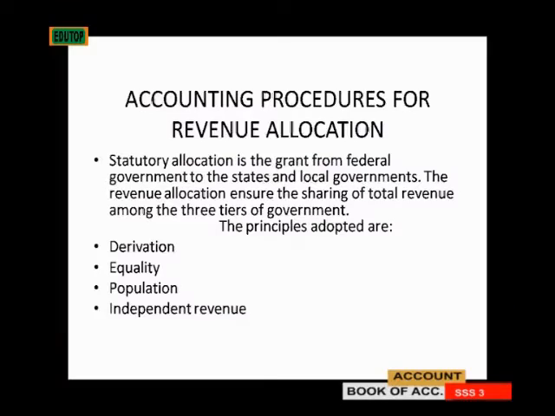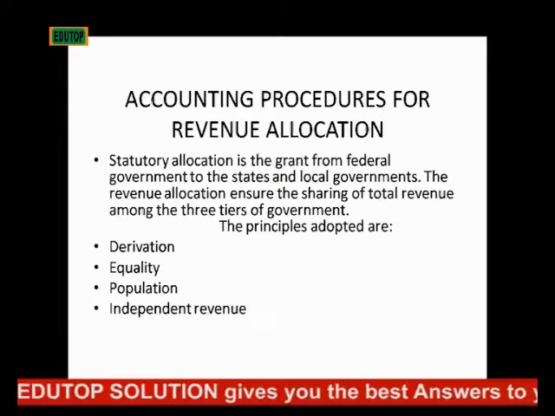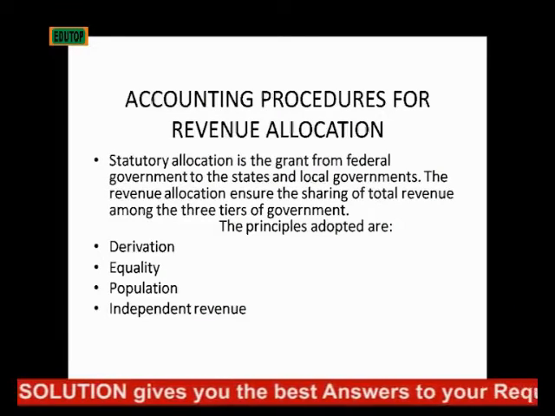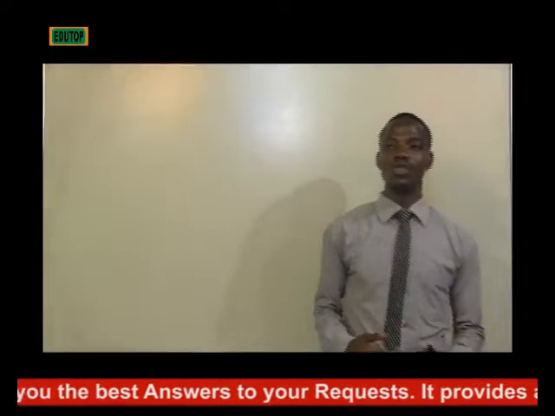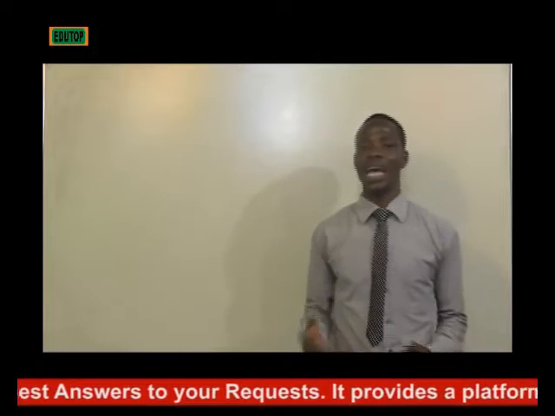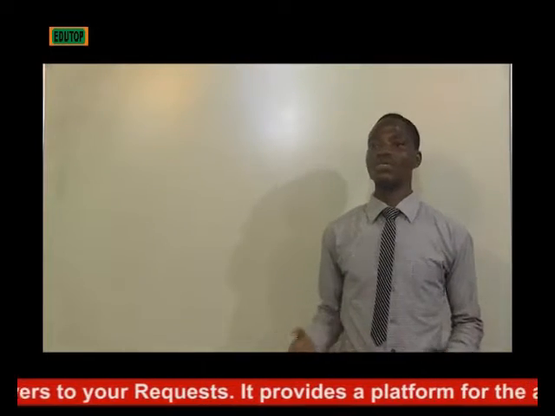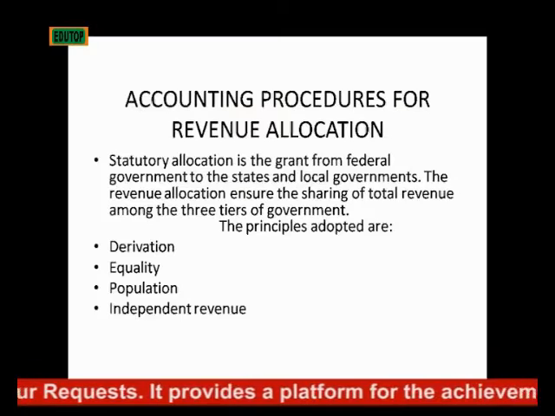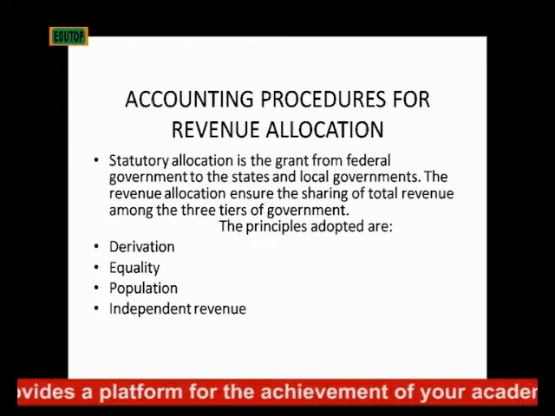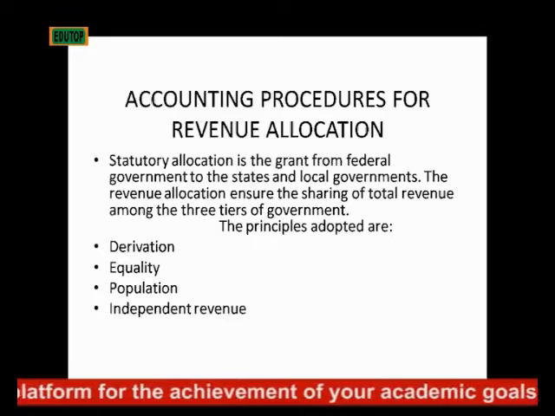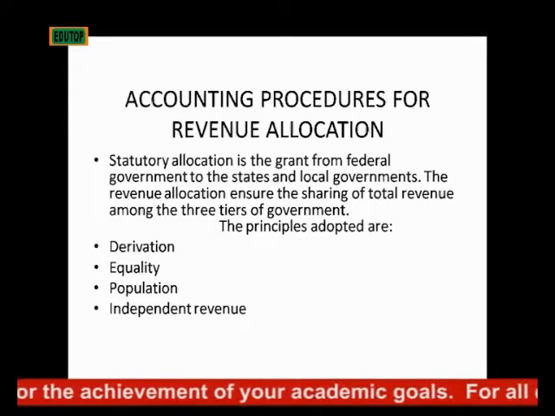So let's quickly talk on the accounting procedure for revenue allocation. Most of the times they do normally set questions from that angle. So statutory allocation is the grant from the federal government to the state and local government. So the revenue allocation ensures the sharing of total revenue among the three tiers of government.